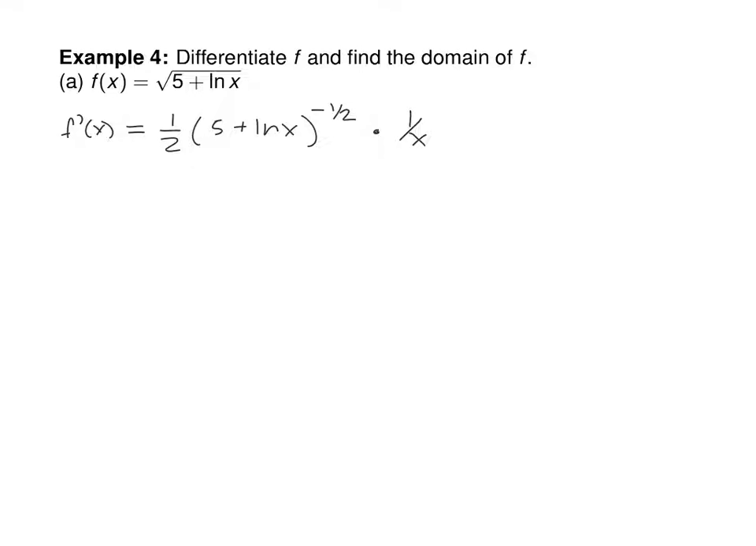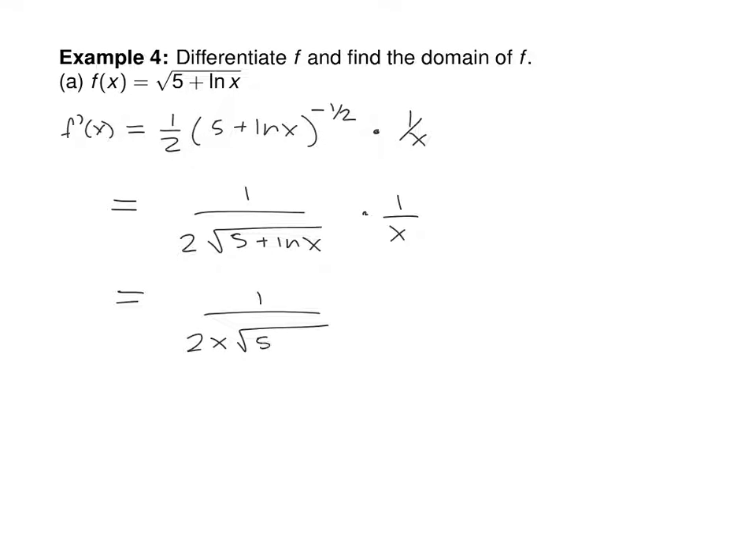What happened to the 5 when you took the derivative of the inside? It's 0. Okay, good. So that's 1 over 2 root 5 plus ln of x times 1 over x, or 1 over 2x root 5 plus ln of x. No matter if I ask you to get a common denominator or not, I'm always going to have you rewrite negative exponents, just to make sure you can go back and forth. Okay.